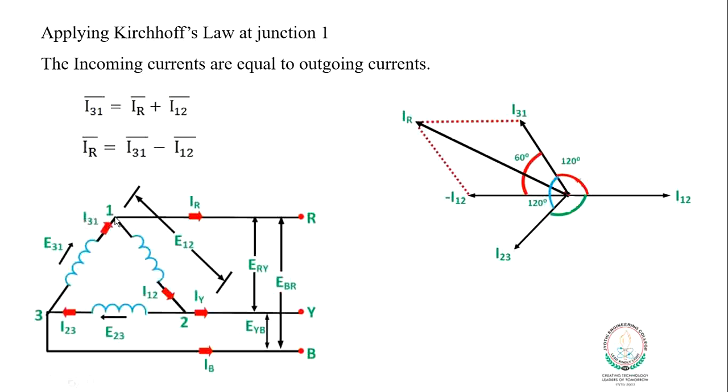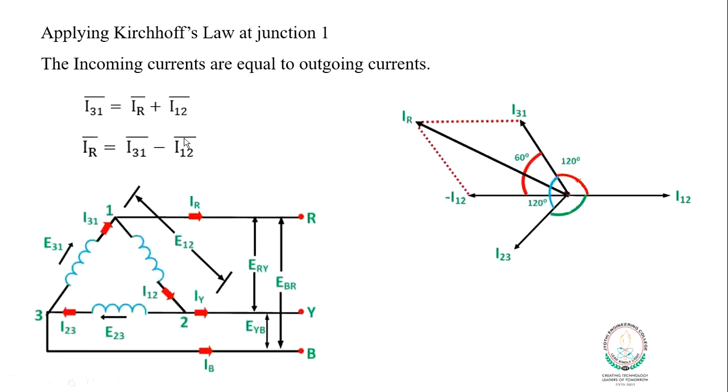So here if we apply KCL at junction 1, the incoming current is I31, whereas the outgoing currents are IR and I12. So we can write the KCL equation as I31 is equal to I12 plus IR. Therefore, IR is equal to I31 minus I12. Now in the phasor diagram, we are going to mark this I31 minus I12. So we have already marked I12. To get minus I12, we have to extend this I12 in the opposite direction. So this will be minus I12.